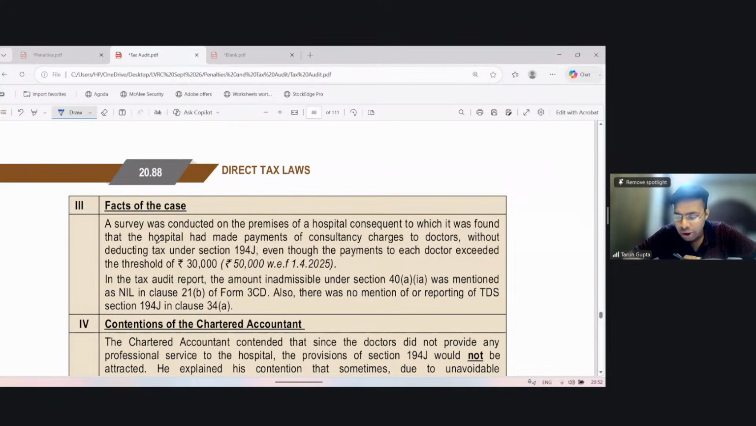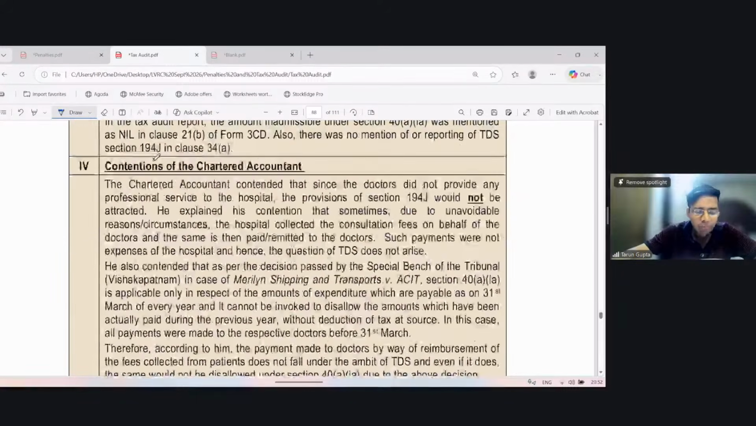Also, there was no mention or reporting of TDS under section 194J in clause 34. Neither did the tax auditor say that any tax had been deducted under section 194J, nor did he qualify the report by showing a disallowance under section 40A(ia). So, what was the contention of the chartered accountant?